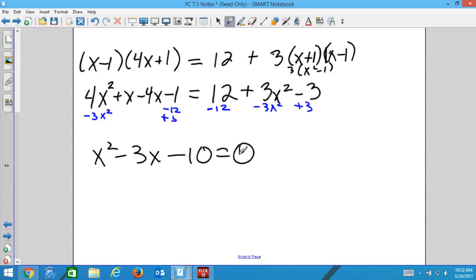What was that in there? See, it gets a little fuzzy. Something over 2a. Hey, that's good.